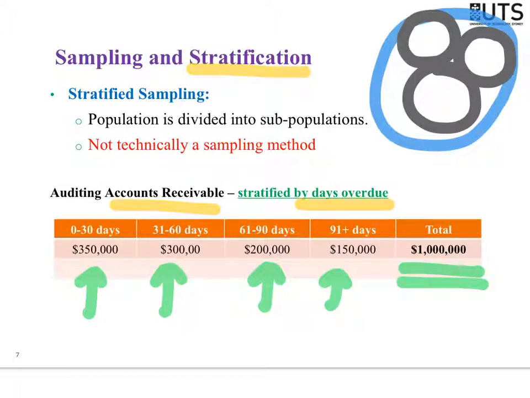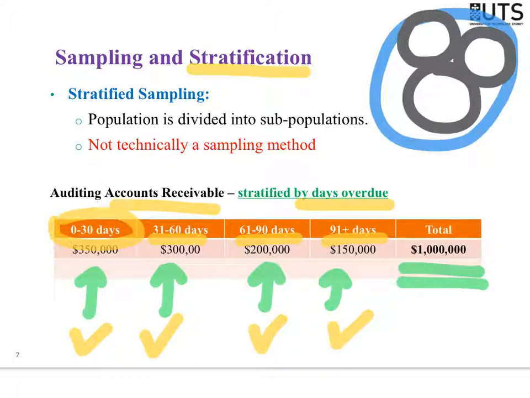So as you can see, there's $350,000 that's overdue between 0 and 30 days. Then 31 and 60 days, 61 and 90 days, and then above 91 days. So in total, you get to the 1 million, but instead of looking at it from a total perspective, you break it down into smaller groups. Now here's the key. Once you break it down into smaller groups, as is the case here, you treat, listen very carefully, you treat each group separately.